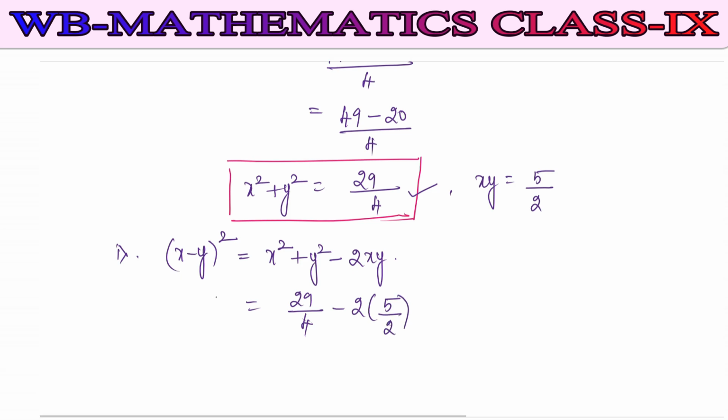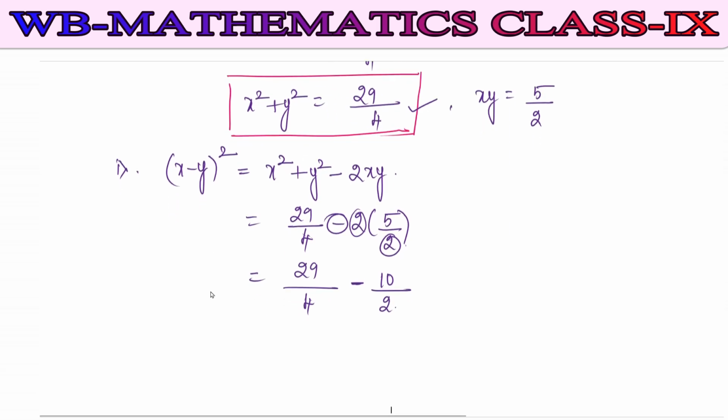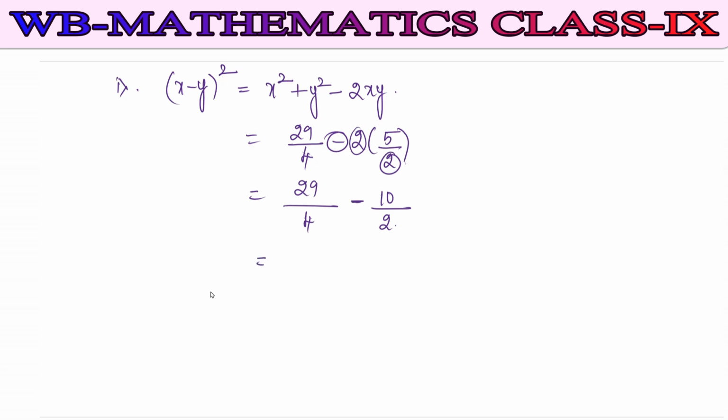So in this condition we have minus, right? So we need to take LCM. I am not going to cancel this 2 and this 2 here. Just 29 by 4 minus, here 5 2s are 10 divided by 2. So the LCM for 4 and 2 is 4. So 29 minus 10 into 2.